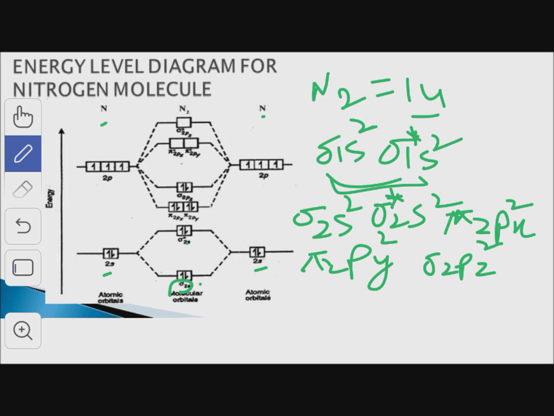This is due to the small energy difference between 2s and 2p orbitals, and due to electronic repulsions, the energy of the sigma 2pz is raised above the pi 2px and pi 2py. That's why it is above the pi 2p orbitals.